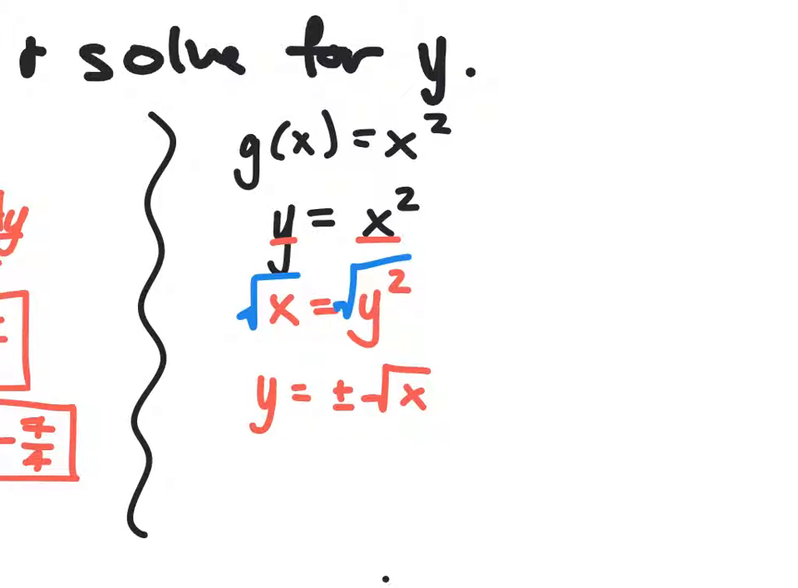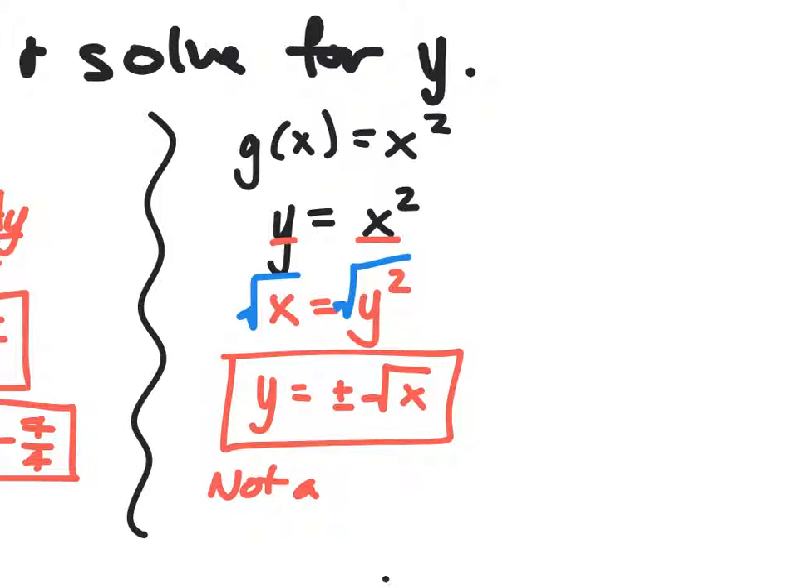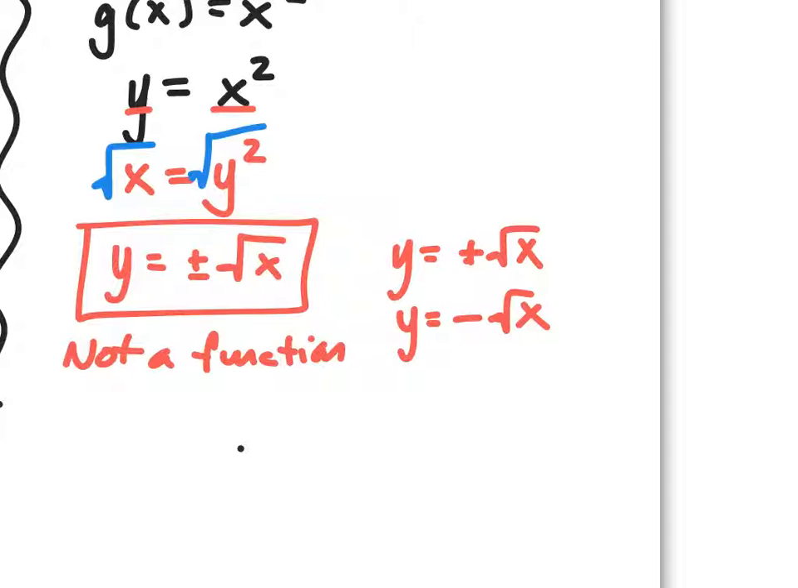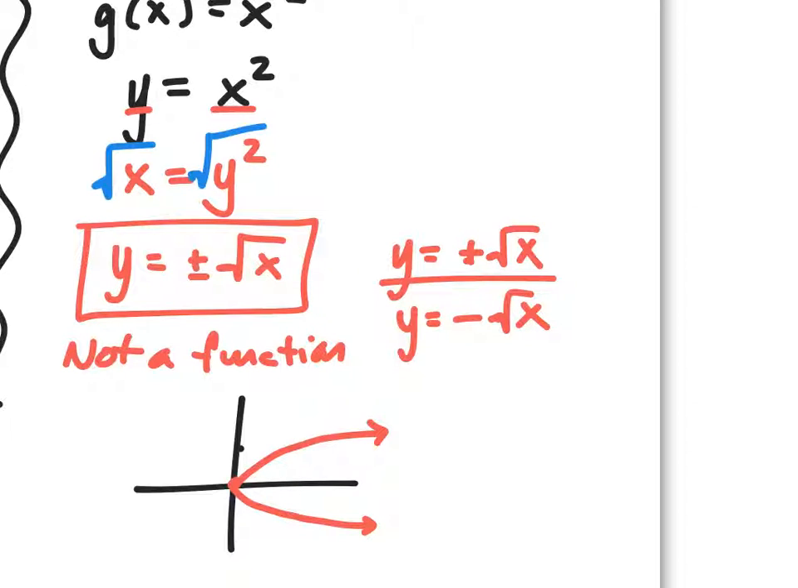Now here's the issue. This is not a function. And here's why. If I graph, you have two different equations here. Here you've got y equals the positive square root of x, and you've got y equals negative square root of x. And when I've got that, I've got two different graphs here. When I do the positive square root of x, that graph looks like this. When I have the negative square root of x, that graph goes down like that. And what I have here is a sideways parabola.